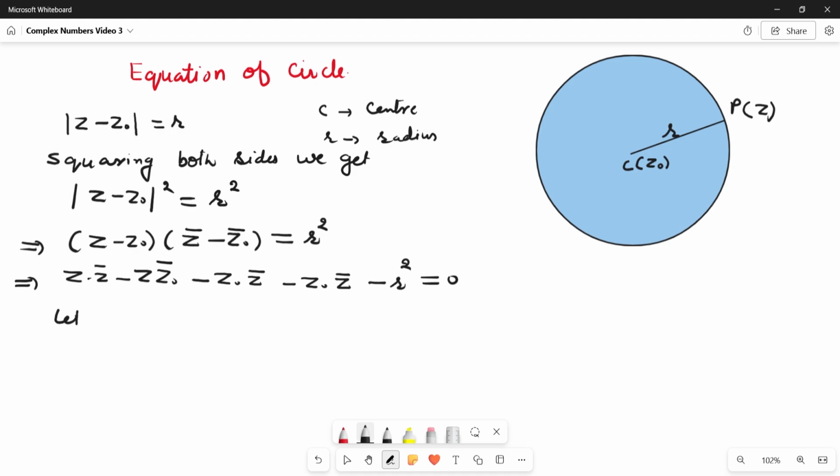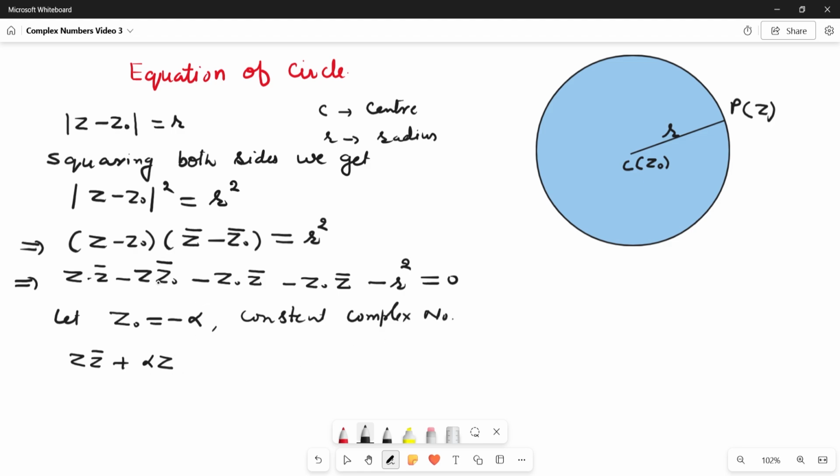Let this z naught bar be equal to minus alpha. So this equation becomes z into z bar plus alpha z. This is constant complex number.